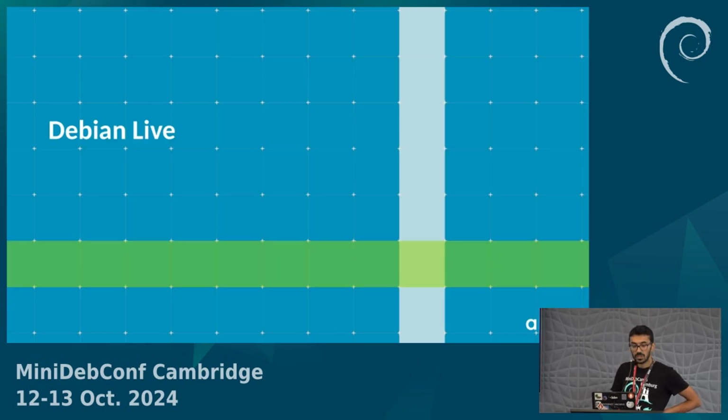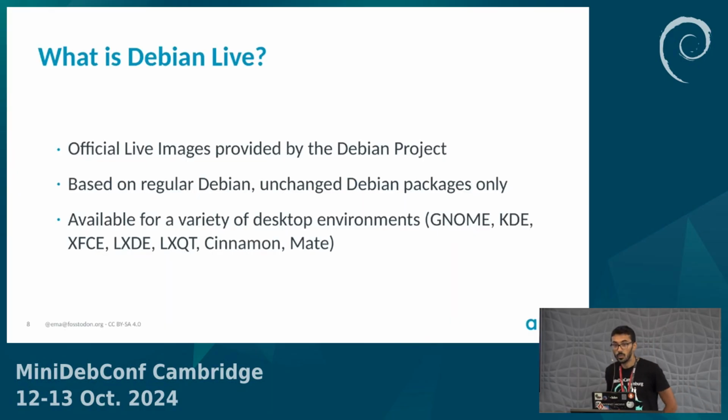Okay, so that was the section about the generalities of live distros. Let's see about Debian Live more specifically. What is Debian Live? Well, as you can probably imagine, it's a live distro. The peculiarity is that the images are actually provided by the Debian project. So these are images that are built on Debian systems officially.